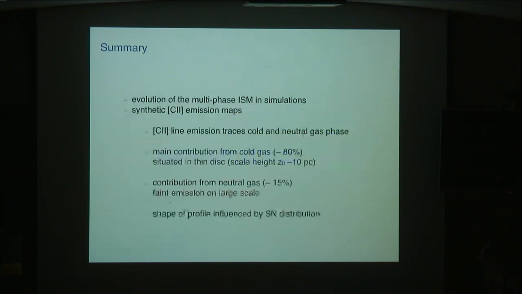So to conclude, we study the evolution of a multi-phase ISM in our simulations, and then we carry out synthetic C II emission maps in order to compare those simulations with the observations. We found that the C II line emission traces the cold and the neutral gas phase. They are distributed on different scales. We have a main contribution from the cold gas on a very small scale, about 10 parsec, and we have a contribution from the neutral gas. This gives us a faint emission on larger scales. And overall, the shape of the profiles is influenced by the supernova distribution that we set in. And with that, I thank you very much, and you're welcome to ask questions.